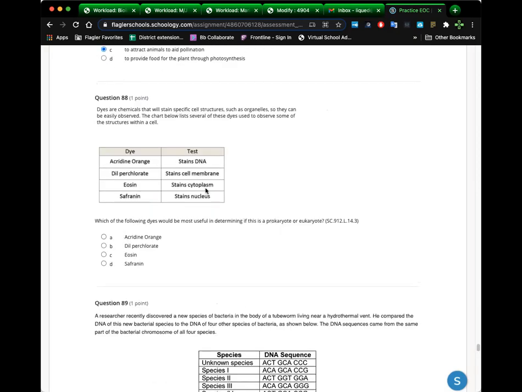All right, a lot of students get tripped up on this type of question because there are dyes. They're like, we never learned about the dyes. What do the dyes do? It doesn't matter. It tells you right next to it. If you want to determine if something's a prokaryote or eukaryote, prokaryotes do not have a nucleus. So whichever one stains the nucleus, that's your answer right there.